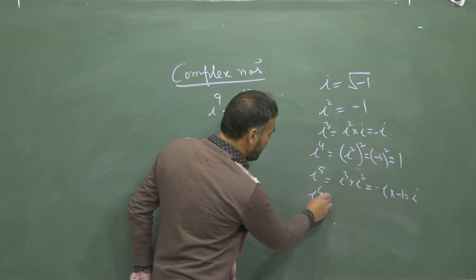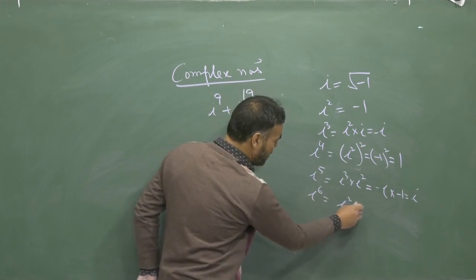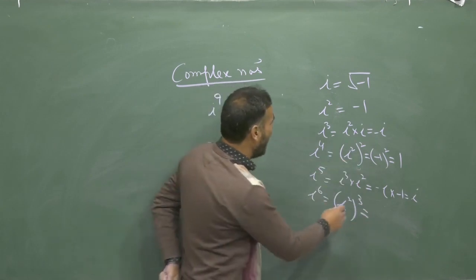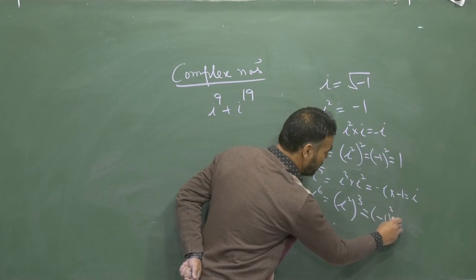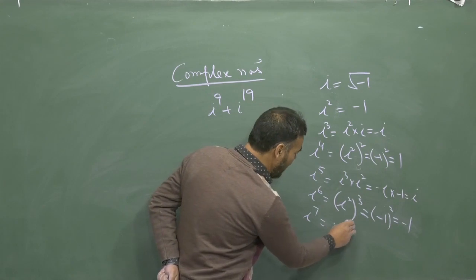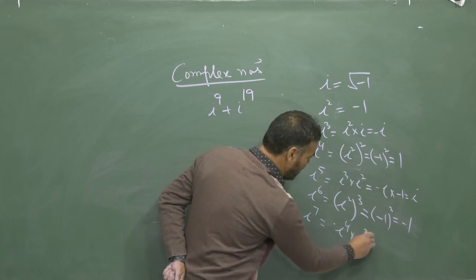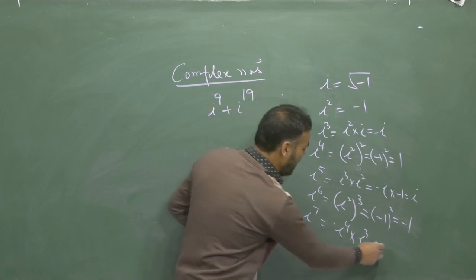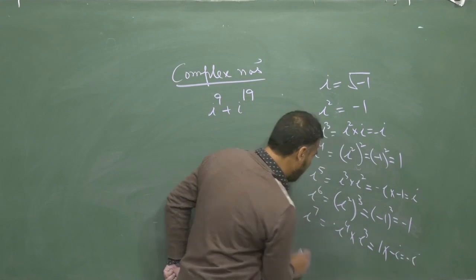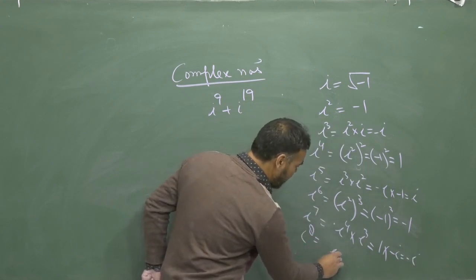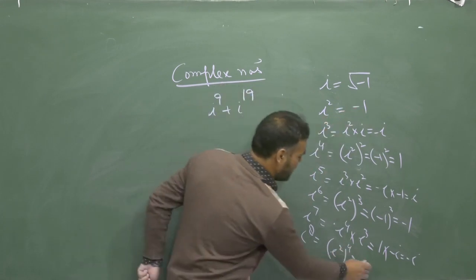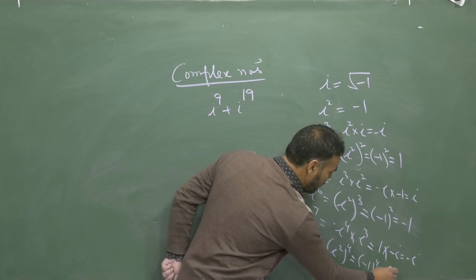And iota raised power 6 is iota square raised power 3. Iota square is -1 raised power 3, so it will be -1. And if you take iota 7, it is iota 4 into iota 3. Iota 4 you have got as 1, and iota cube is minus iota, so it is minus iota. And last, iota 8. Can we say it is iota square raised power 4? Iota square is -1 raised power 4, so it is 1.